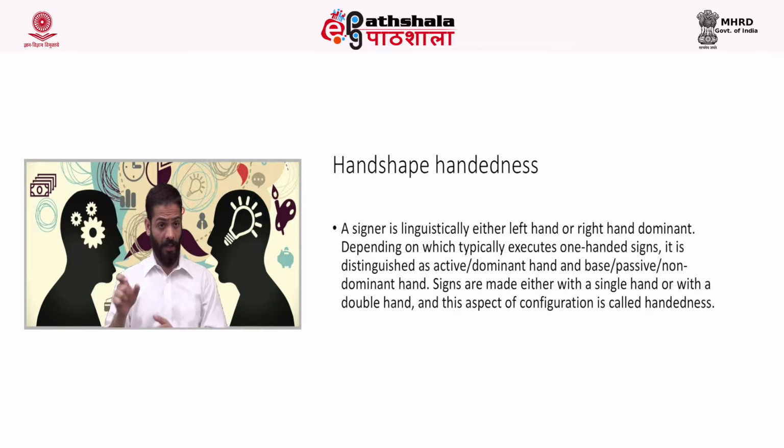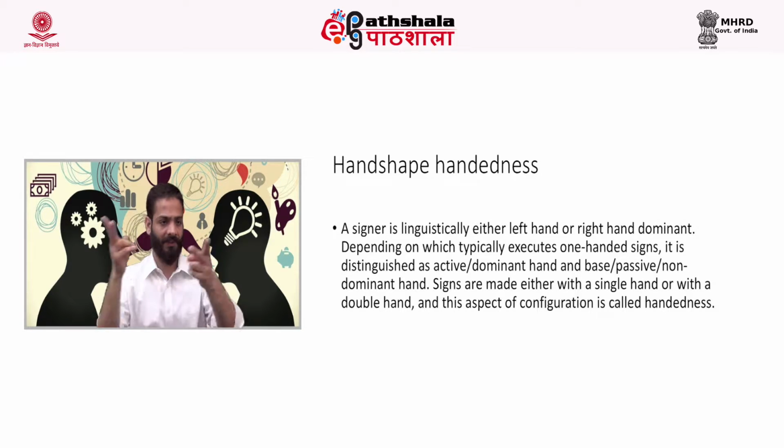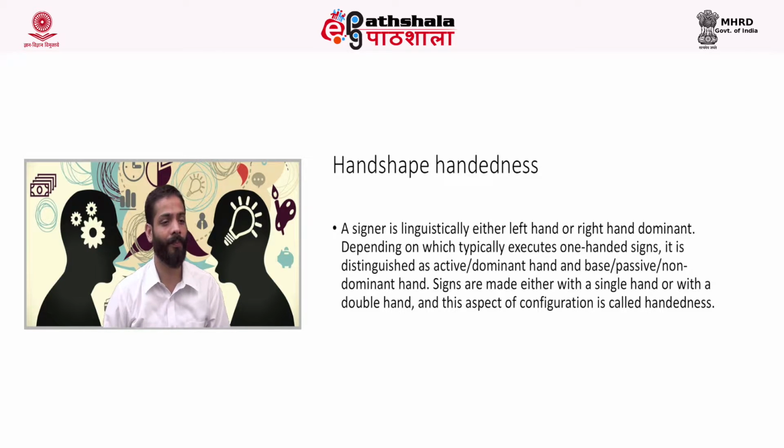A signer is linguistically either left-hand or right-hand dominant. Depending on which typically executes one-handed signs, it is distinguished as active or dominant hand, and base, passive or non-dominant hand. Signs are made either with a single hand or with a double hand, and this aspect of configuration is called handedness.